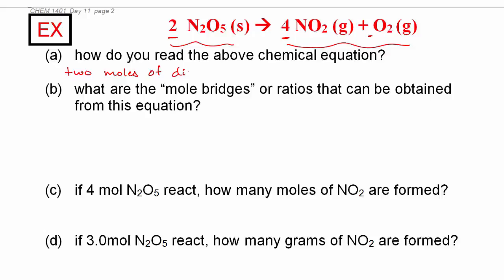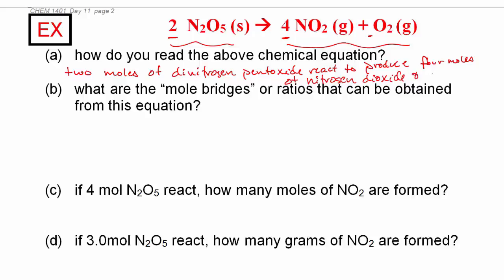of dinitrogen pentoxide react to produce 4 moles of nitrogen dioxide and 1 mole of oxygen.